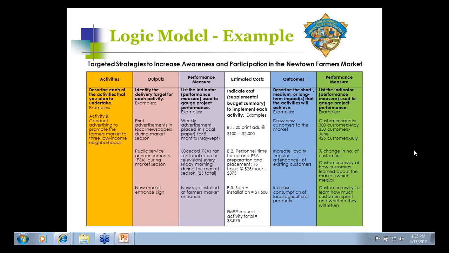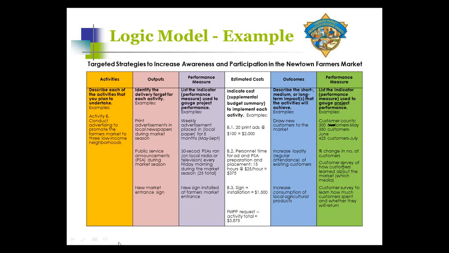But then you'd also associate those with the cost of those items. The print advertisements may cost $2,000. Personnel time to prepare the public service announcements and ads, maybe $375, and to purchase a sign would be $1,500. So this should follow what is going to be provided in your total budget. Those 3 items should be there.